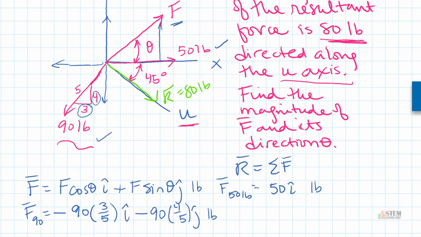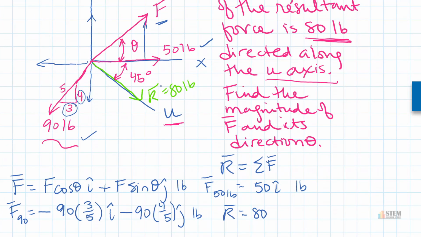Now, the last thing that we need to do is the resultant. Because I know it lies on this u-axis, magnitude's 80. With that, it's going down and to the right. So the x component will be positive, and we've got this 45-degree angle here. So we're going to have 80 cosine 45 i. And then the j component, this is going down, right? So we're going to have a negative 80 sine 45 j.